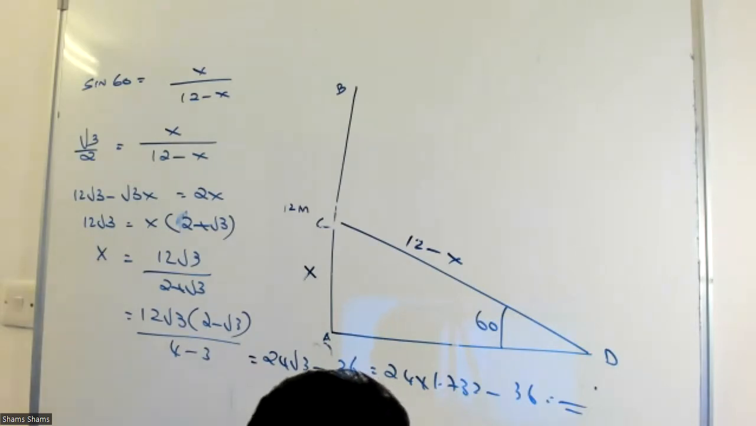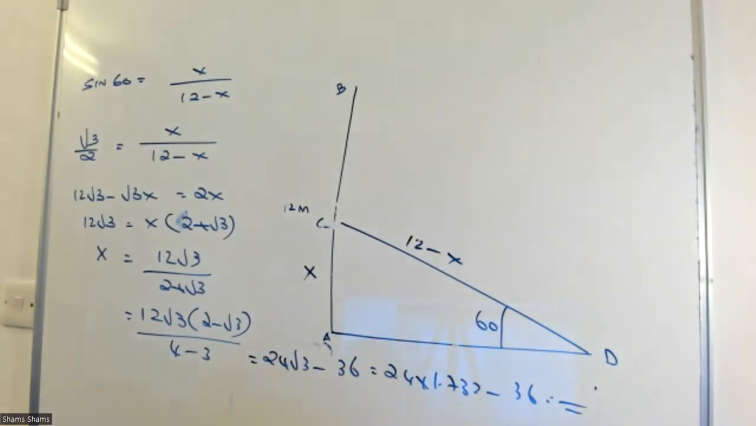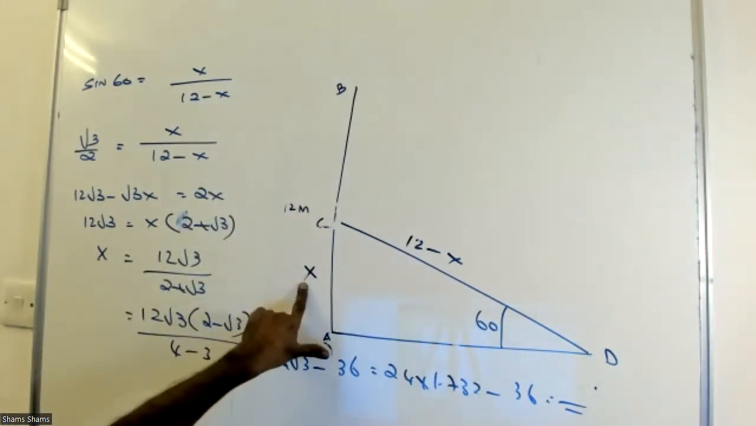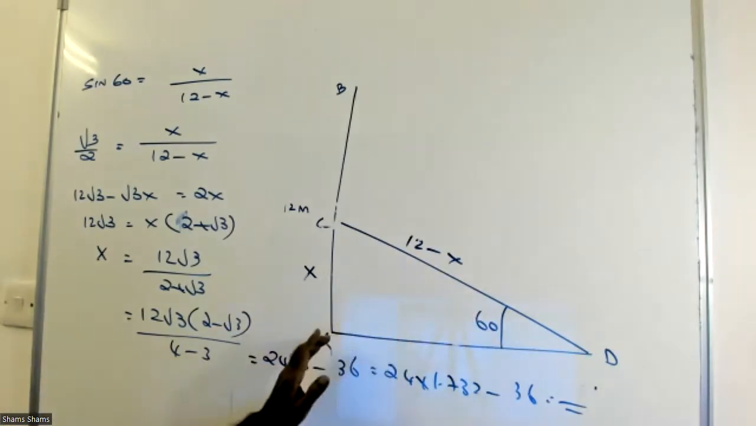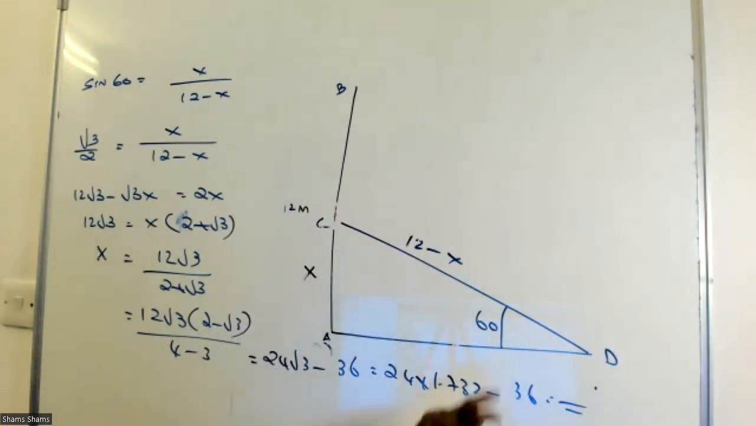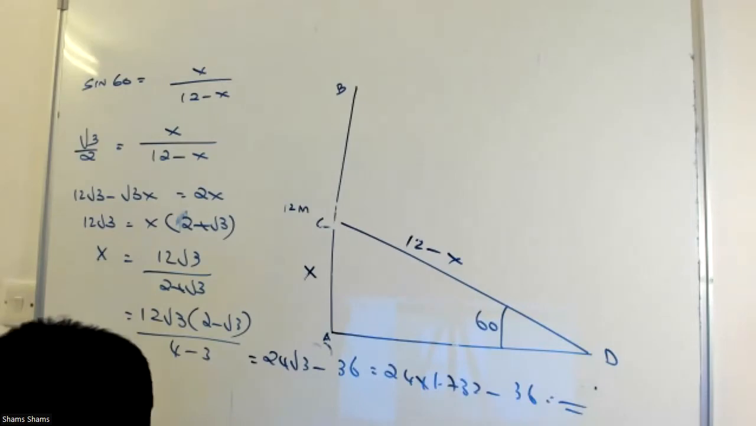How did you take the value? 1.732. Look at the figure. AB, the tree, is broken here. This point is x. Here is 12 minus x. The reason is that the total is 12, x plus 12 minus x is 12. Sir, I got 5.569. Which root 3 value did you take? 1.732. Then it should not be this answer.